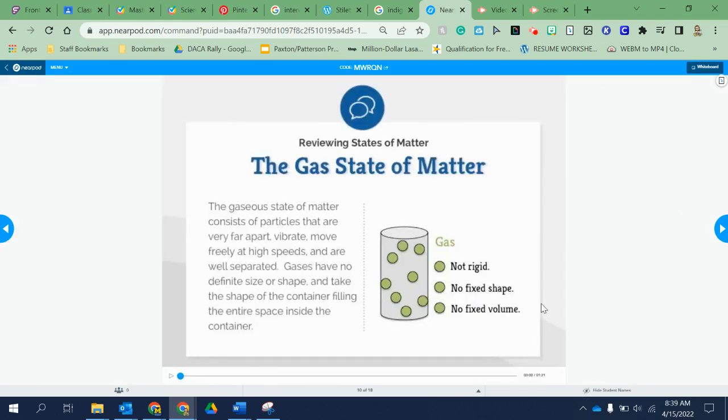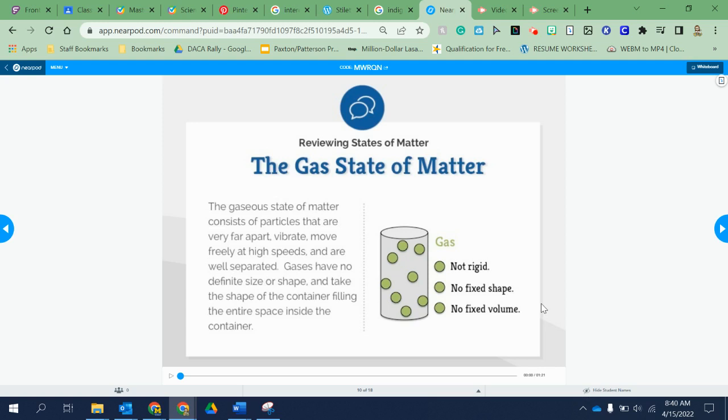Right? And then you have gas. Gas is a state of matter that has the most energy compared to a solid, an ice cube, and liquid water. Right. The gaseous state of matter consists of particles that are very far apart. So these things spread far apart from each other, as far apart as they can. Right. That is why if you put a lid on a pot and you're boiling it, and all of a sudden the lid starts lifting off the pot, it's because all that steam is trying to rise out of there. Right? It's trying to get out of there, and so it's trying to spread itself apart. It moves freely at high speeds and they're well separated.